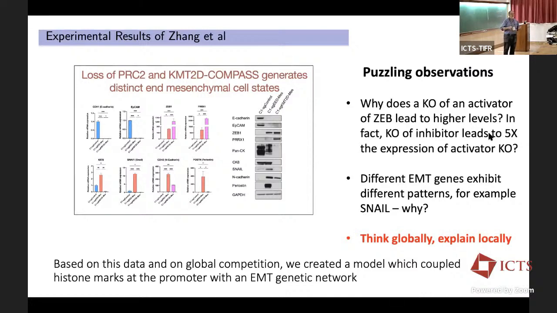So we created a model to try to explain this feature of the data, to create a coupling between the genetic network, a small-scale genetic network, not this one exactly, but one that's more relevant specifically for this cell line, which actually has a few other EMT factors that are important, but sort of this general category, and couple that to some type of epigenetic regulatory mechanism. So that's what we did.